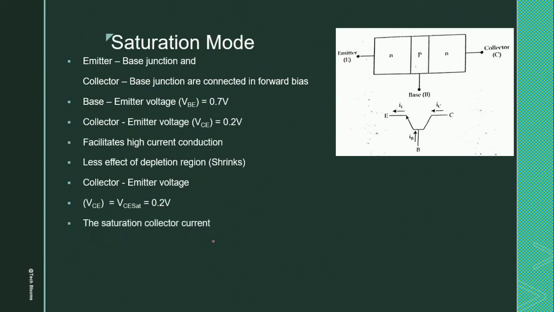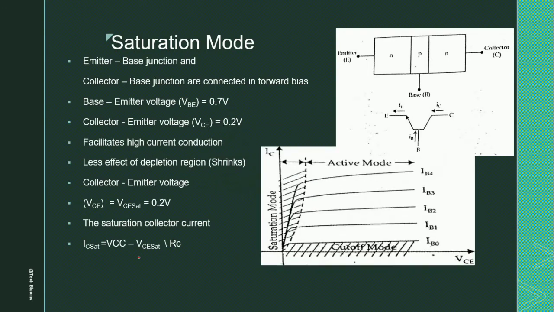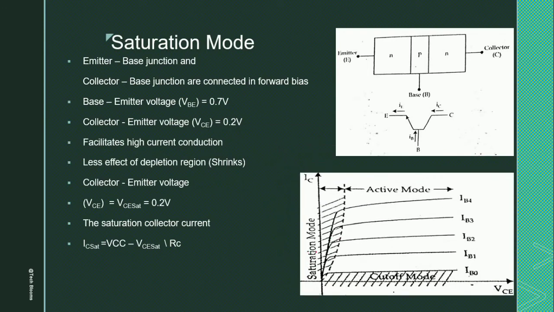And the saturation collector current is given by IC sat equal to VCC minus VCE sat divided by RC. And here is the figure. You can see this is the saturation mode.